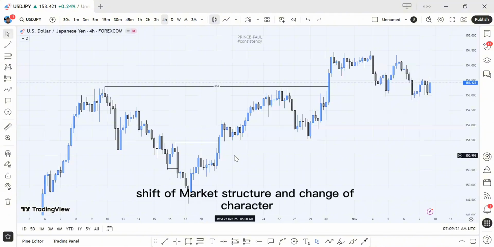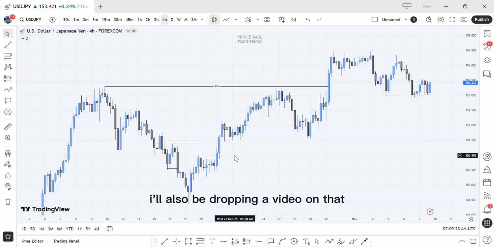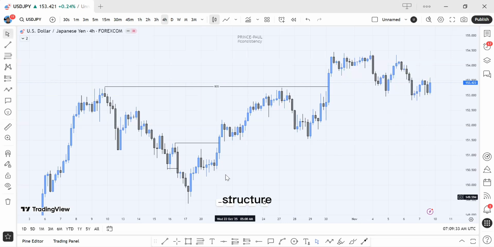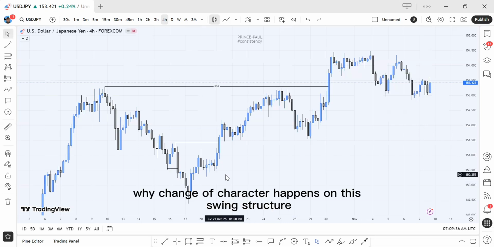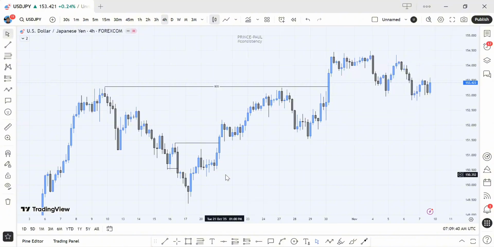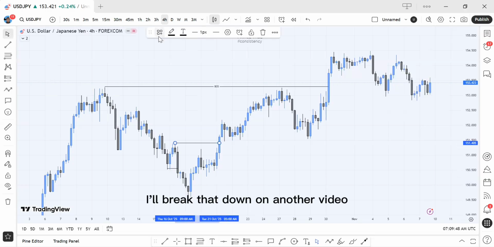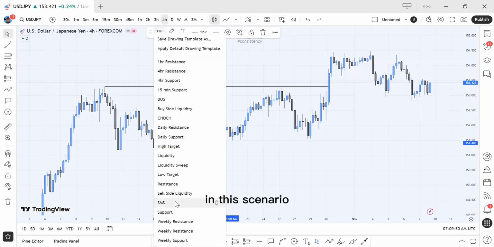There's a difference between shift of market structure and change of character. I'll also be dropping a video on that very soon. They are not the same thing, although they are similar concepts. Basically, shift of market structure happens on the fractal structure, while change of character happens on the swing structure. So shift of market structure is for the lower time frame, while change of character is for the higher time frame. I'll break that down in another video. But as for this, this will be my shift of market structure in this scenario.